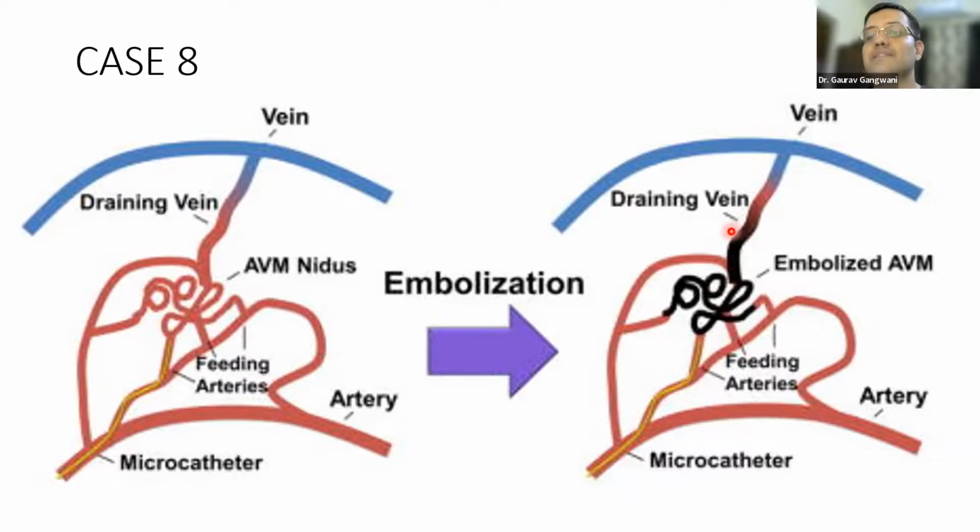Of course, taking care that the liquid embolic should not reach the outflow vein so that they do not cause venous strokes or venous hemorrhagic issues. But the nidus has to be covered. If you are just occluding the feeder, it's of no use. The nidus will have other feeding arteries or will recruit new feeding arteries.